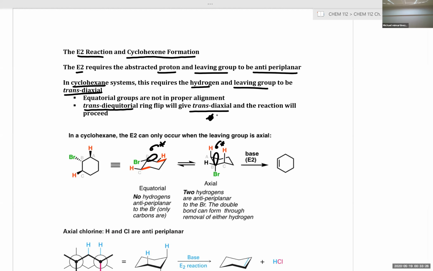Does that make sense to everyone? Does everyone remember this idea that in an E2 reaction, the proton and the leaving group must be anti-periplanar, so that way when your base abstracts your proton, you fill your sigma star and you form your new pi bond. You need to have this anti-periplanar arrangement. And for cyclohexane systems, they must be trans-diaxial. So both of these criteria must be met.